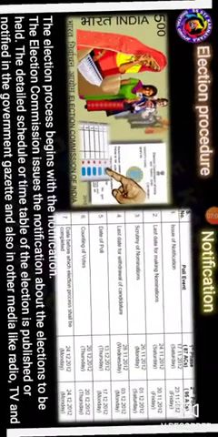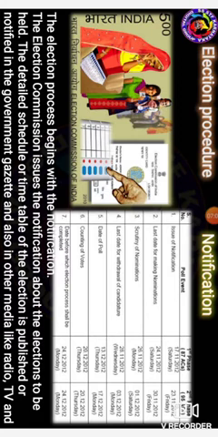And the next one we have to see is the notification. The election process begins with the notification. The Election Commission issues the notification about the elections to be held. The detailed schedule, the timetable of the election, is published or notified in the government gazette and also in other media like radio, TV, and newspapers.